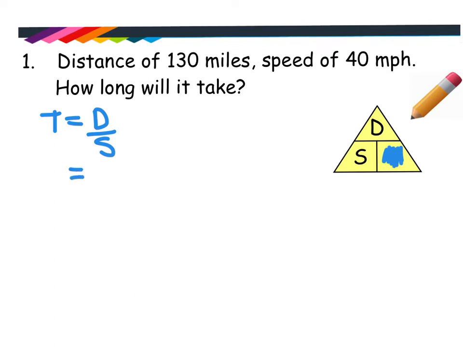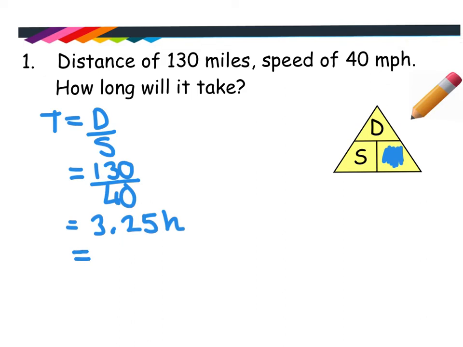So you go put in your distance. Your distance is 130. Your speed is 40. And you do 130 divided by 40 on your calculator, and you get 3.25. So this journey takes 3.25 hours. But remember, for time calculations, they like the final answer in hours and minutes. So that would be 3 hours. 0.25 is your quarter, and a quarter is 15 minutes.